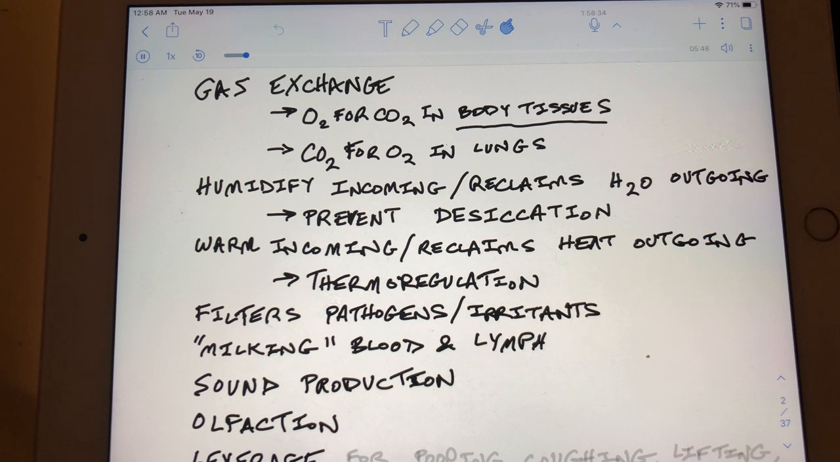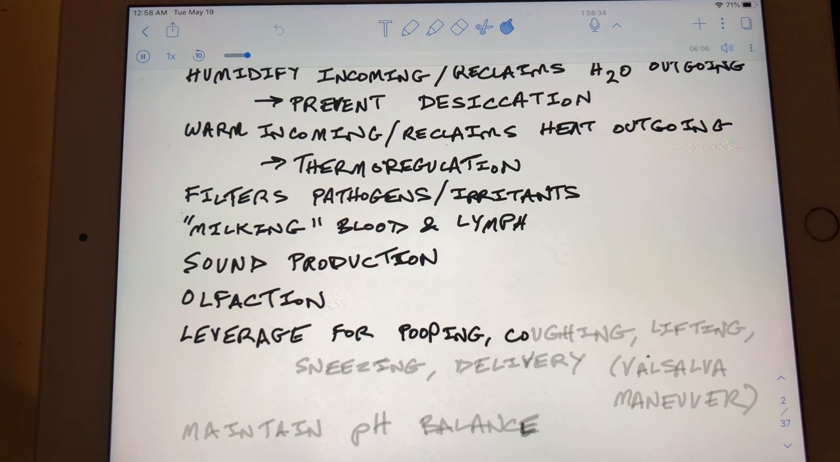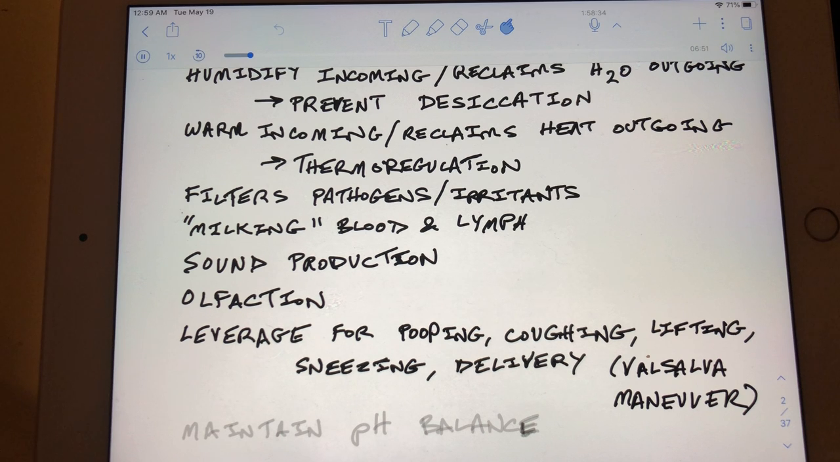The respiratory system provides us the leverage that we need to apply pressure to certain masses. For instance, eliminating a stool, forcibly coughing, lifting something fairly heavy, forcibly sneezing. Although, when is a sneeze not forcible? Redundant. Delivering a baby. Okay. Because our respiratory system allows us to do something called the Valsalva maneuver, which, again, I'll explain later. Did I spell maneuver right? Oh, what a weird word. I hope I got that right.